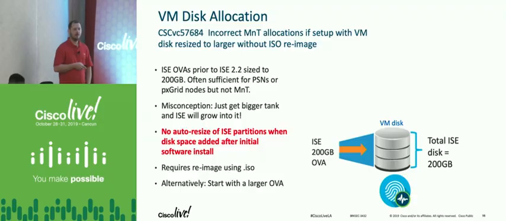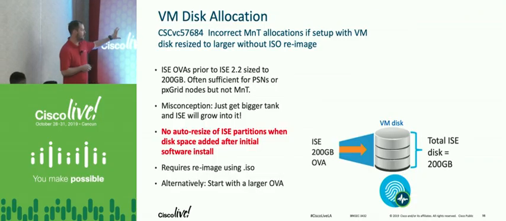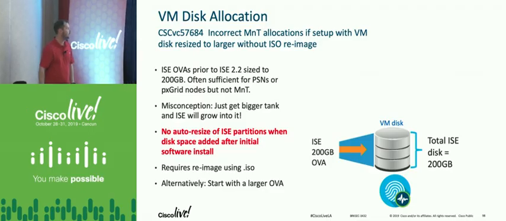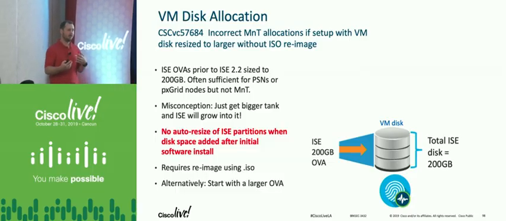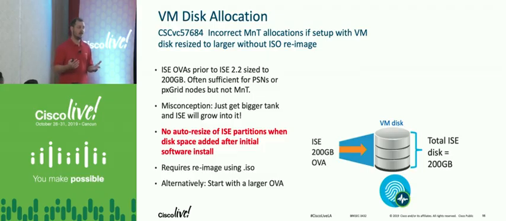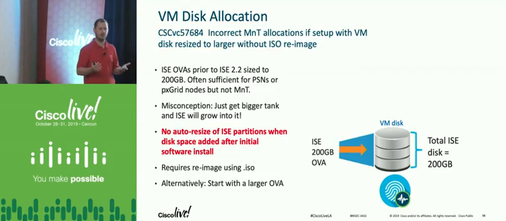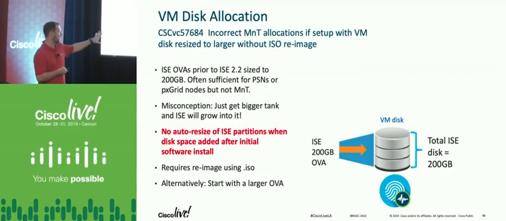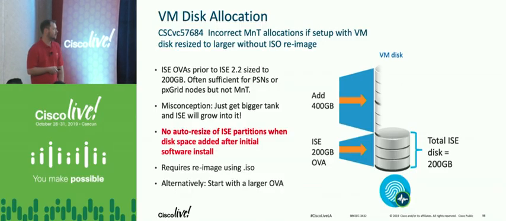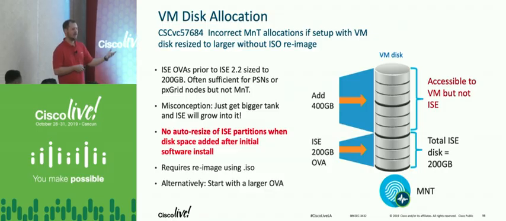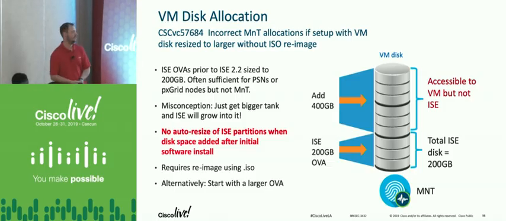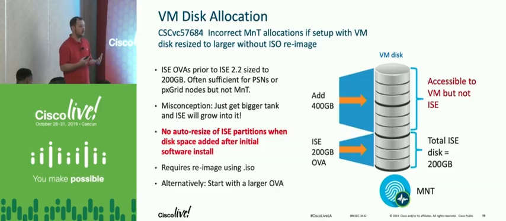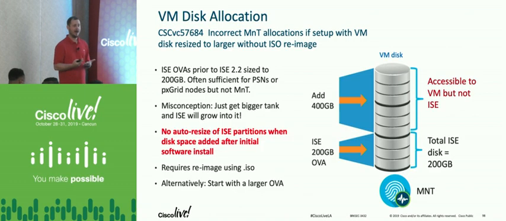The other thing that I've seen happen quite a bit, and just a quick caution, is there is no auto resize of ISE partitions after we've done the initial install. And so you'll see a lot of people go, well, I just increased the hard disk space from 200 to 600, or 600 to 1.2, and it does absolutely nothing. So you add the disk space, add the 400 gigabytes, and it's not accessible to ISE. So the VM will see it, but ISE itself, from an application standpoint, doesn't have access to write to that space. So if you need to increase hard disk size, you have two options.